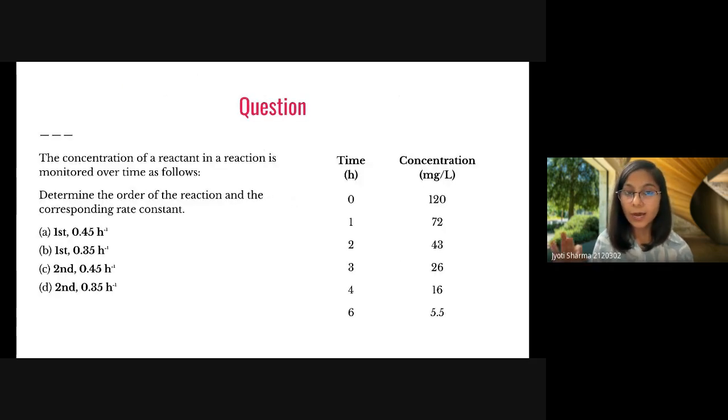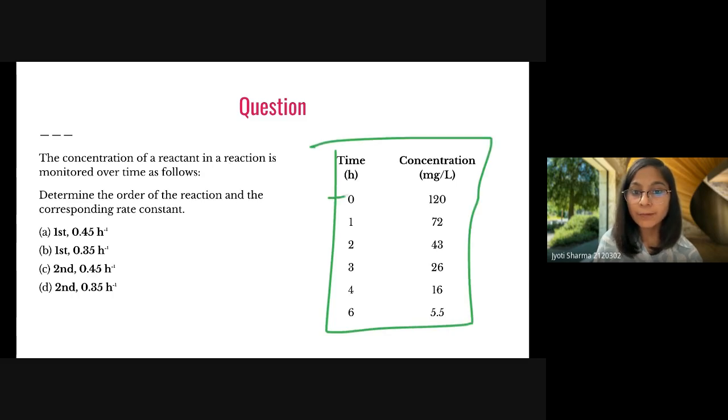Okay, then I already told you the order of the reaction: you can't calculate it from the coefficient. You have to do some experiment, and based on that experiment, you can calculate the order of any reaction. So here it was the experiment. Initially when time was 0, then after 1 hour, after 2 hours, after 3 hours, they measured the concentration of the reactant, and the concentration of reactant changed from 120 to 72 to 43 to 26 to 16 to 5.5.